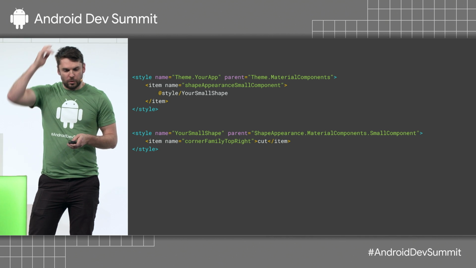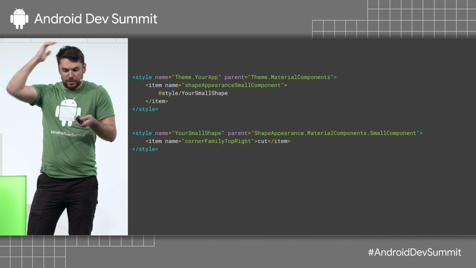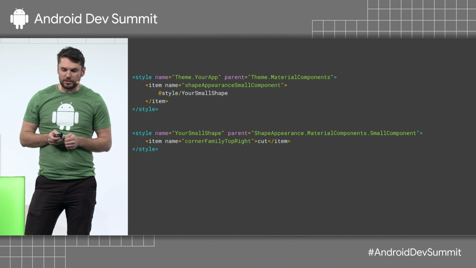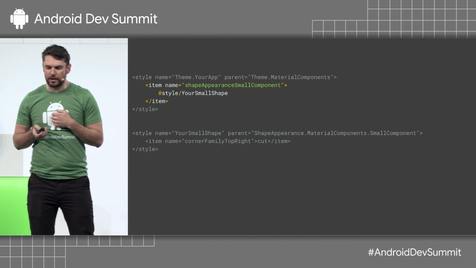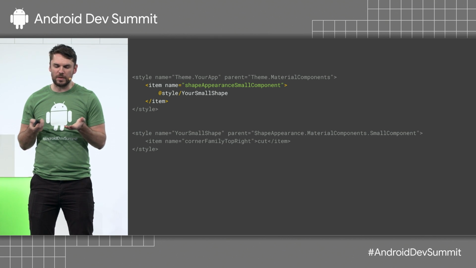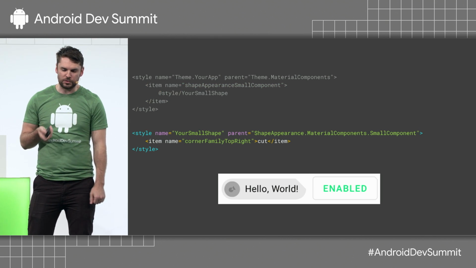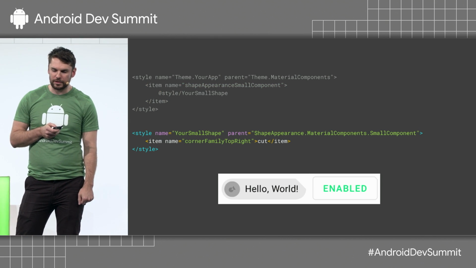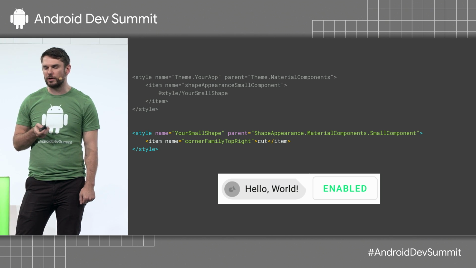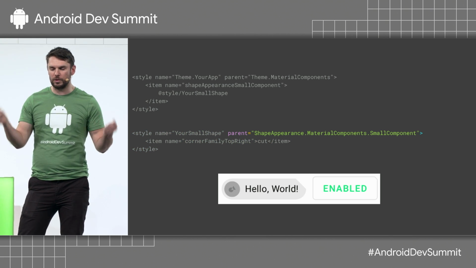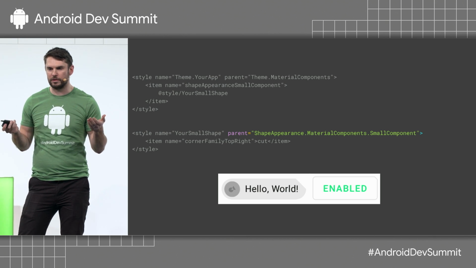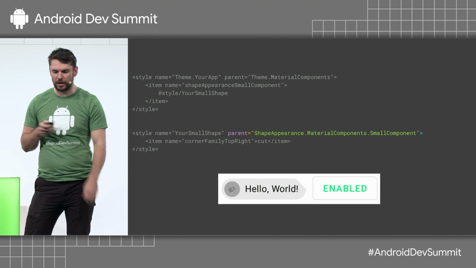Here's an example where, just like I said, we're overriding the small component style. So we redefine the small component shape appearance in the theme to our style. And here we're setting the top right corner to be cut. And we're also setting the parent here, so that will inherit all of the rounded corners for the other parts.